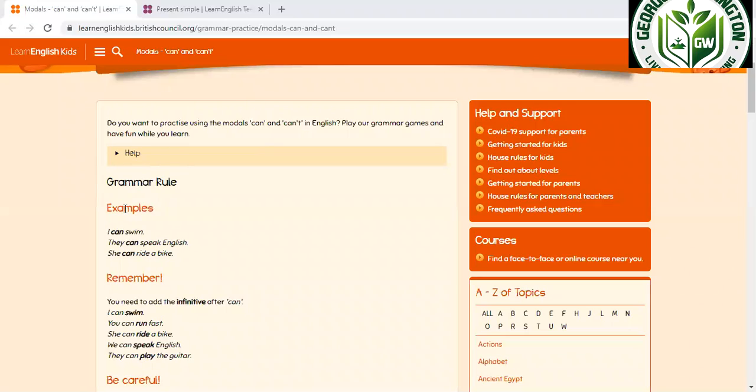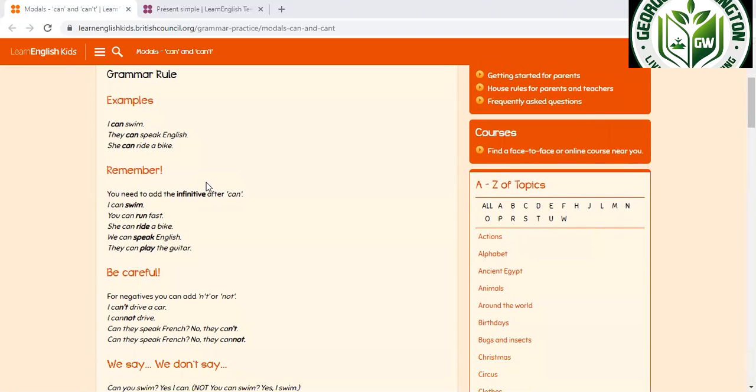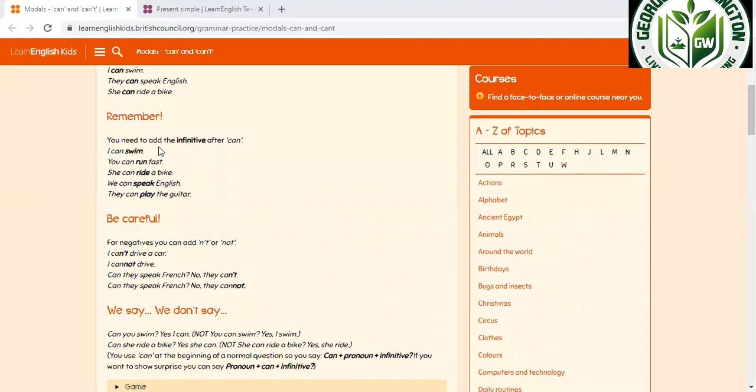All right, here we have can and can't. Examples: I can swim. They can speak English. She can ride a bike. This is an ability that they can do. Remember that you need to add the infinitive after can. We don't change the verb. In the third person, we don't add an S, we just leave it in the base form.